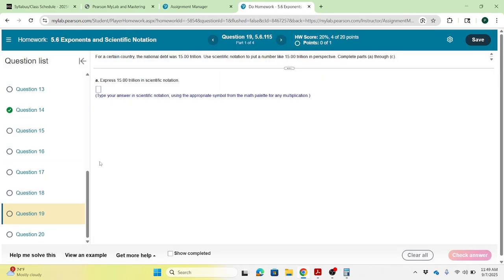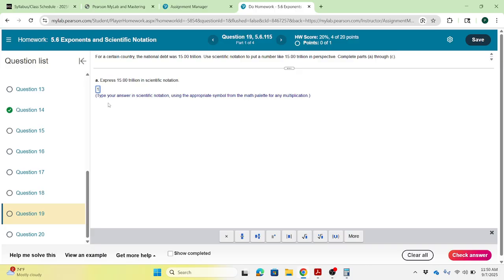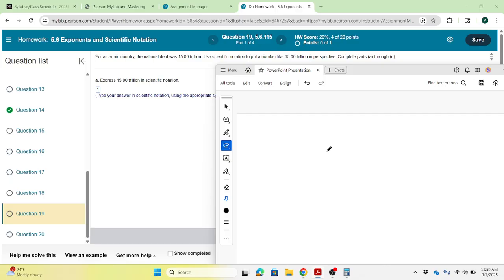Let me do one more question. For a certain country, the national debt was 15 trillion. Remember, trillion means after 15, there's supposed to be 12 zeros. Use scientific notation to put a number like 15.00 trillion in perspective. So scientific notation, 15 trillion. After 15 we're supposed to have 12 zeros: 1, 2, 3, 4, 5, 6, 7, 8, 9, 10, 11, 12.